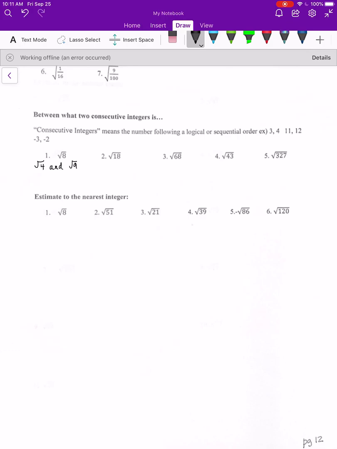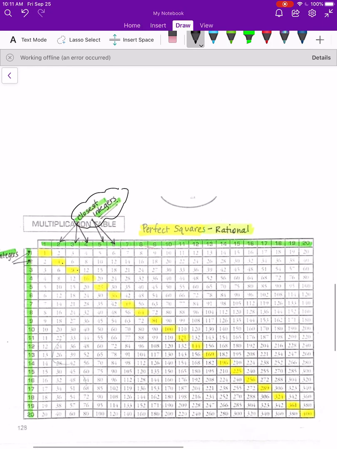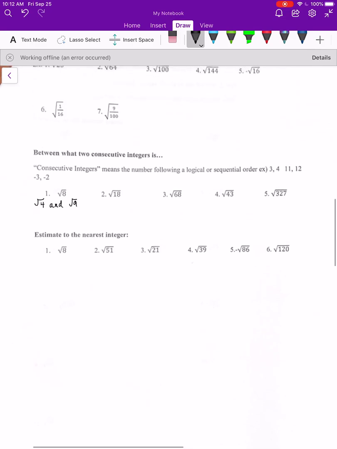Now, those are the perfect squares it's between. So now I have to figure out the square root of 4, and that's 2. What is the square root of 9? That's 3. So the two integers that the square root of 8 is between are 2 and 3. Okay, you can't leave it as the perfect squares. We're talking about the closest consecutive integers.